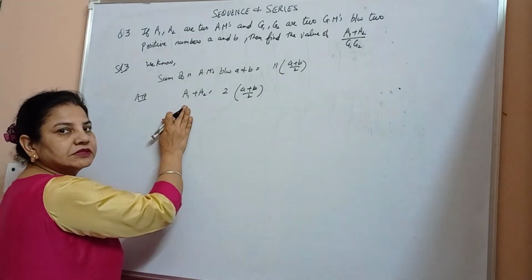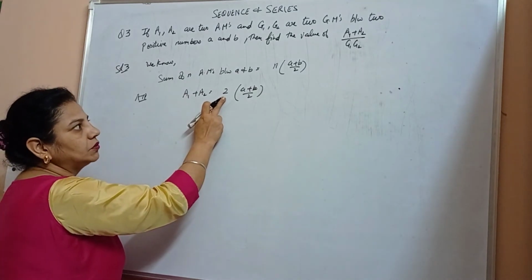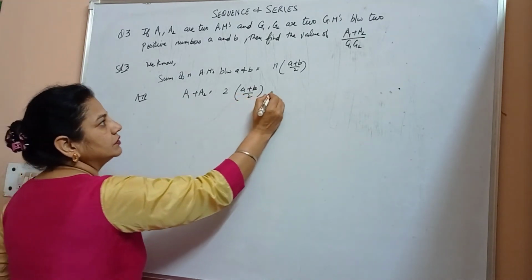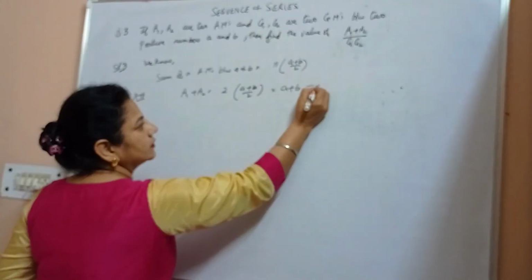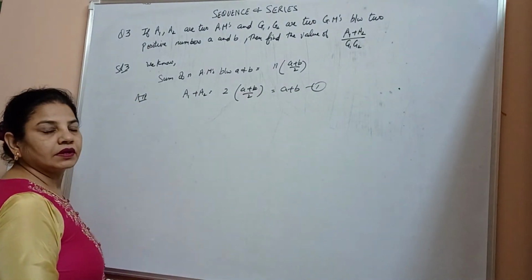For 2 arithmetic means, n is equal to 2, so I will write 2 times (A plus B) by 2, which is equal to A plus B. This is my first equation.